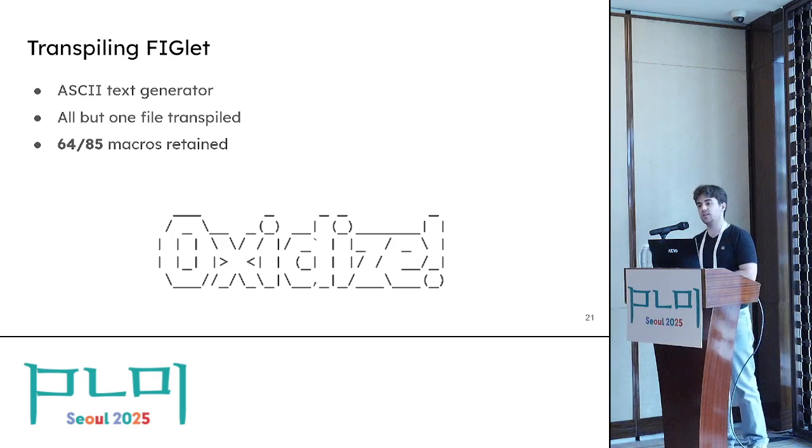Then we tied everything together and we started transpiling some code. We transpiled Figlet, which as I mentioned is an ASCII text generator. We transpiled all but one file. That one file wasn't really important to macros; it was more of a limitation of the transpiler. And we found that we could retain 46 out of 85 macros. And that's pretty good.